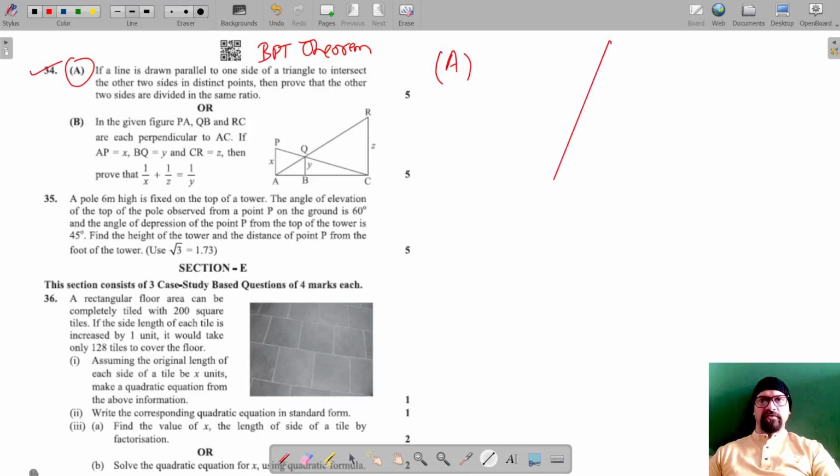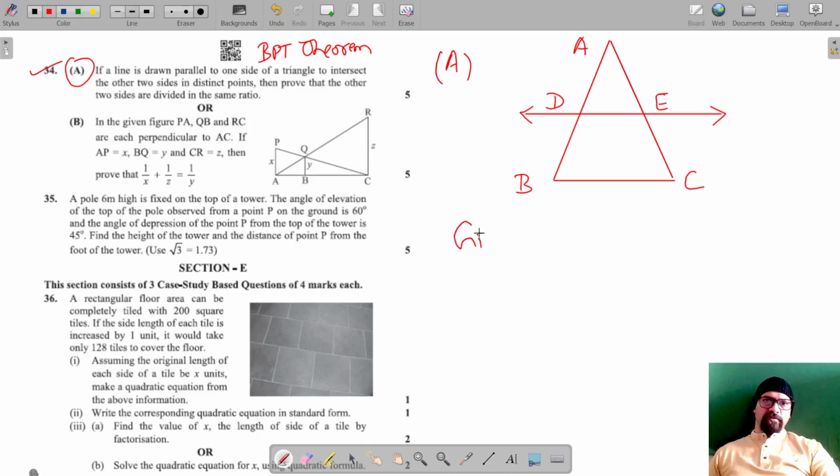So let's say this is triangle ABC, and in this triangle it is given that a line is drawn parallel to one side of the triangle, so let this be the line drawn parallel to one side of the triangle to intersect the other two sides in distinct points. Okay, let's label them. So let's say this is triangle A, B, and C, and this is line D.